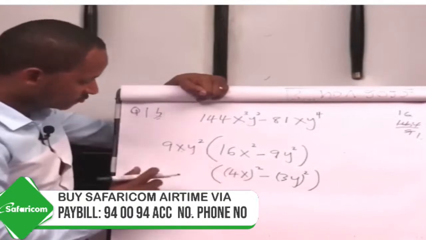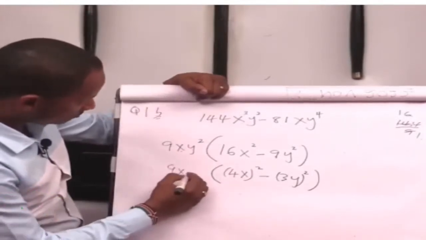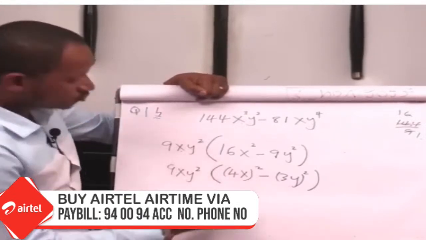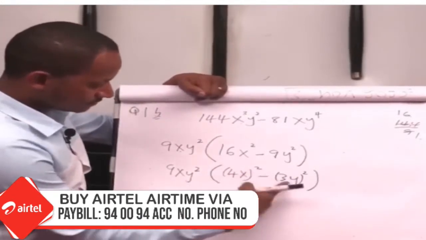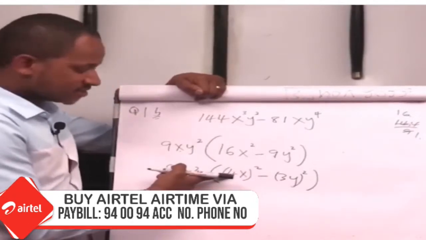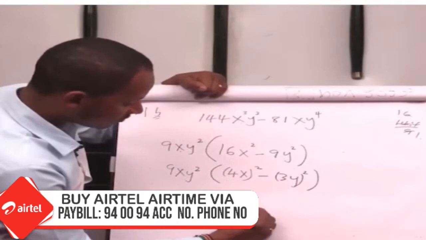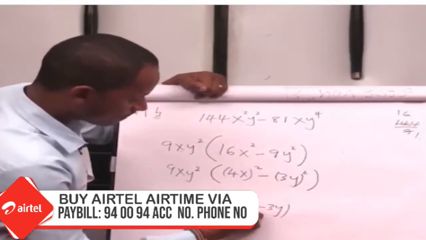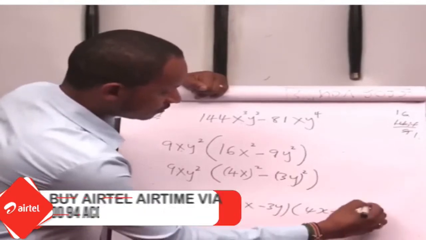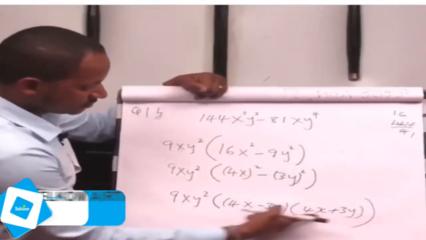So by the difference of two squares, we have 9xy squared, just drop it down, into a difference of two squares. When you are given a challenge like this, it means that it is 4x minus 3y into 4x plus 3y. When you expand this, you get this.